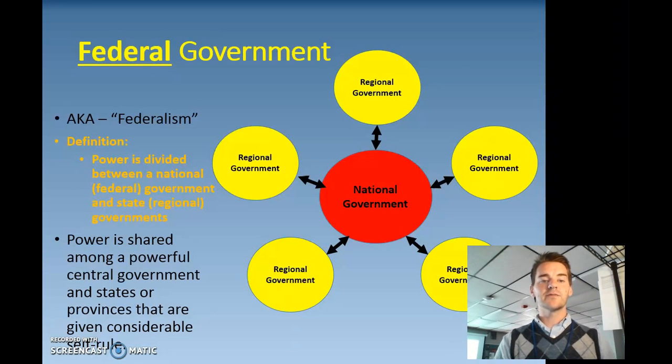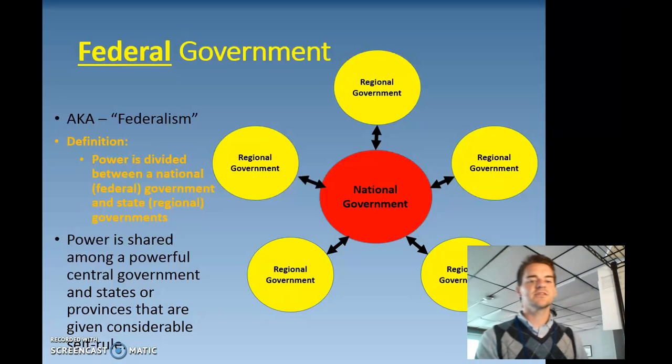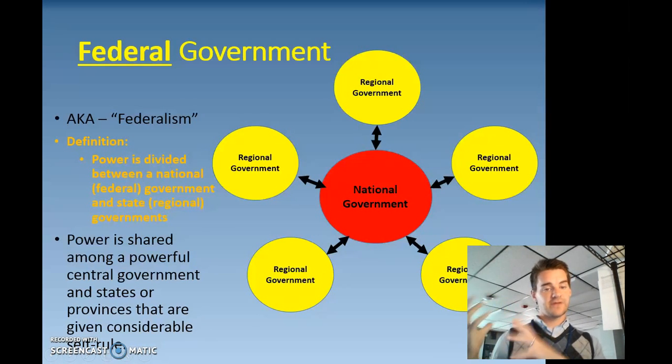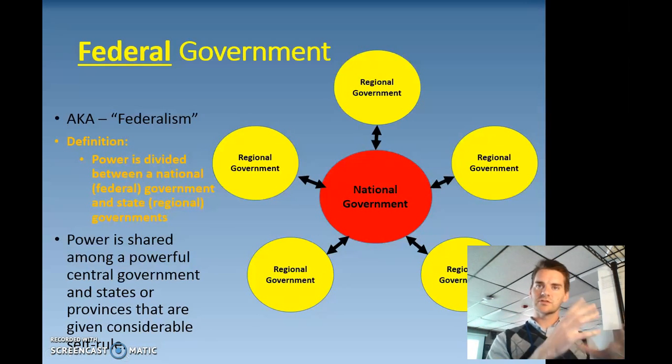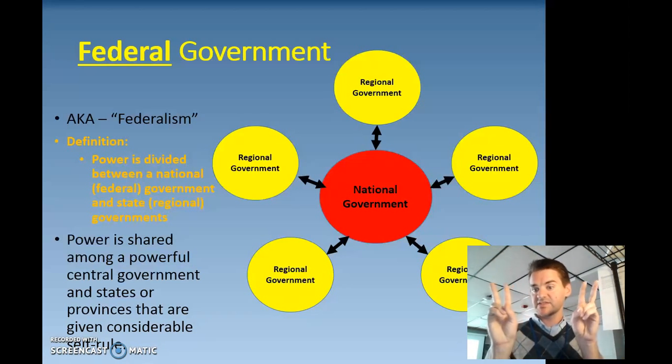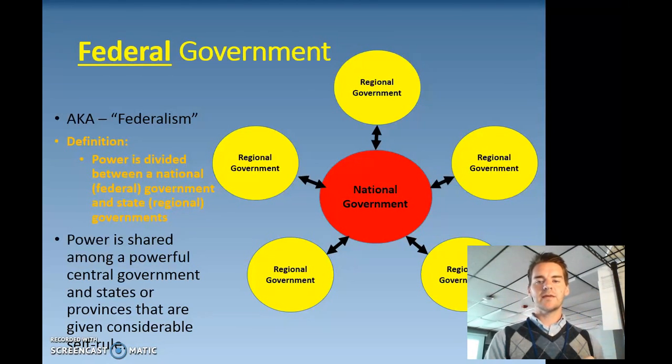Sometimes we call a federal government federalism. And the definition here, if you want to write this down or keep track of this for later, is federalism is a system of government where power is divided, I'm reading it right here, power is divided between a national, also known as a federal government, and state governments, or sometimes we would call them regional governments, especially when we talk about different countries who might not call these local governments states. They might be territories or regions or provinces. There's lots of different names. We're talking about the same thing.